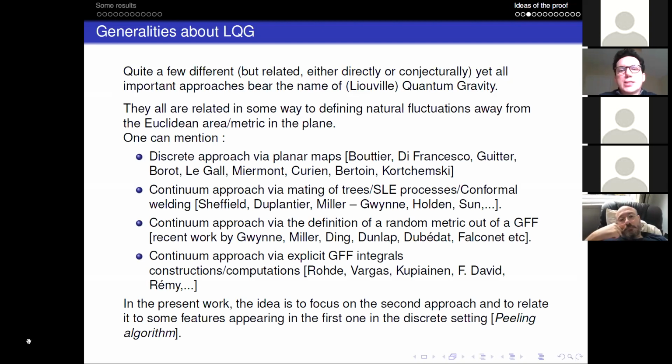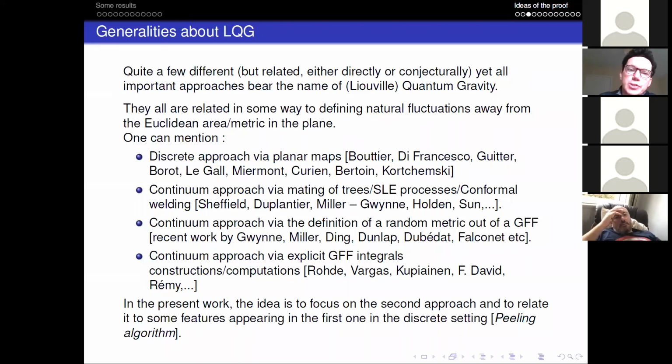So here I listed 4 bullet points where different approaches to Liouville quantum gravity, which is all related to trying to define fluctuations away from the Euclidean area or the Euclidean metric in the plane. So what is the random metric or random area measure that you can define in the plane that is natural from a physical perspective? You can mention the approach by random planar maps. So this is sort of a discrete model, and I mentioned quite a number of those names that were involved in these things, lots of French people there.